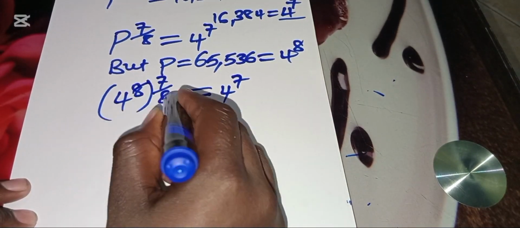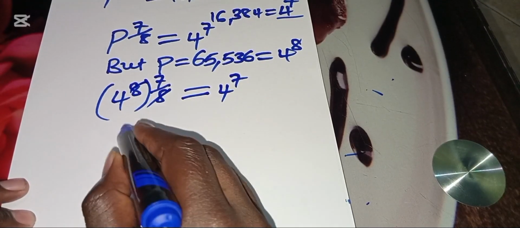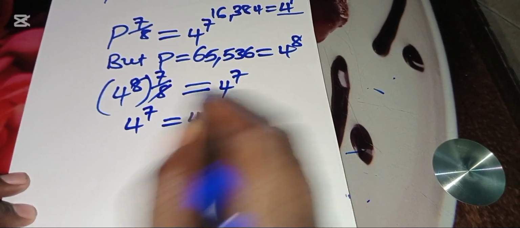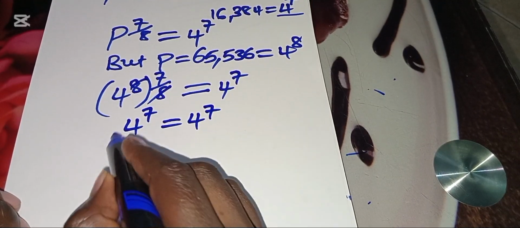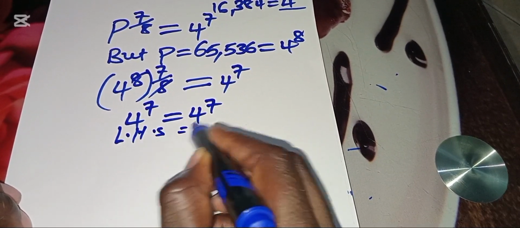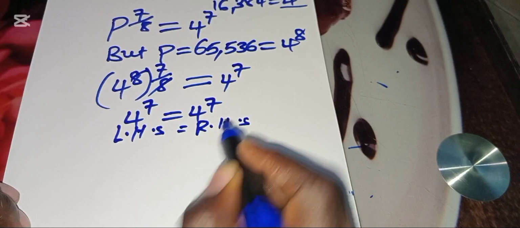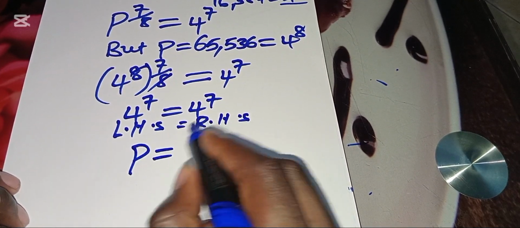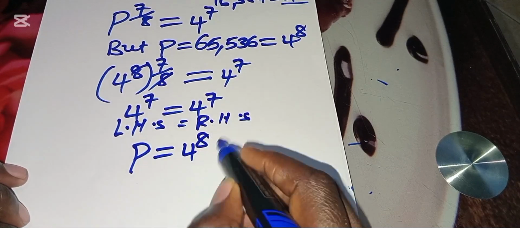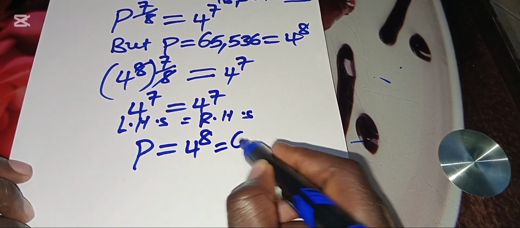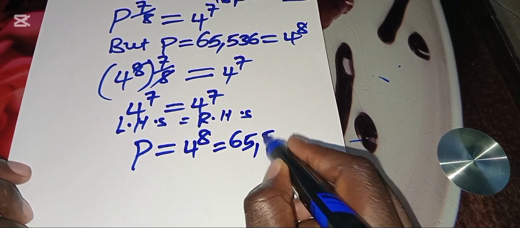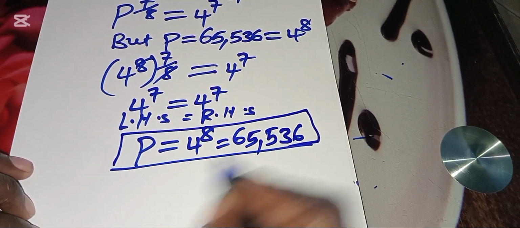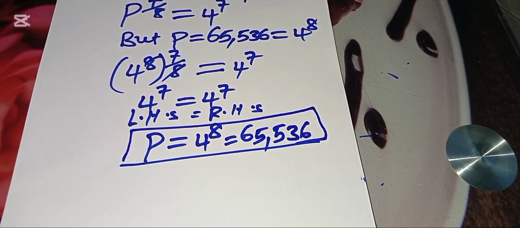So we simplify here. We are going to have 4 raised to power 7, which is equal to 4 raised to power 7. And that shows that the left-hand side is equal to the right-hand side. That shows actually that p, which is equal to 4 raised to power 8, which is equal to 65,536, is the solution to our square root math problem.